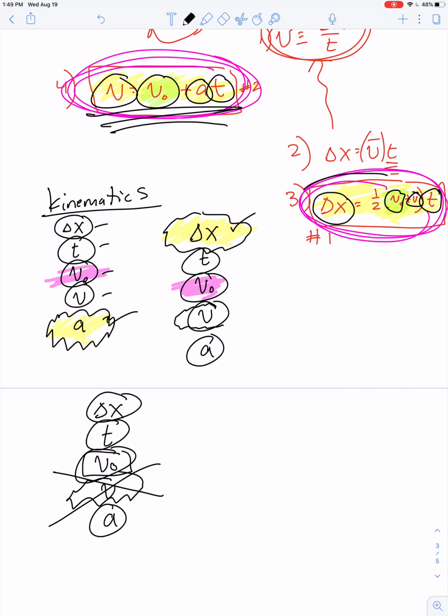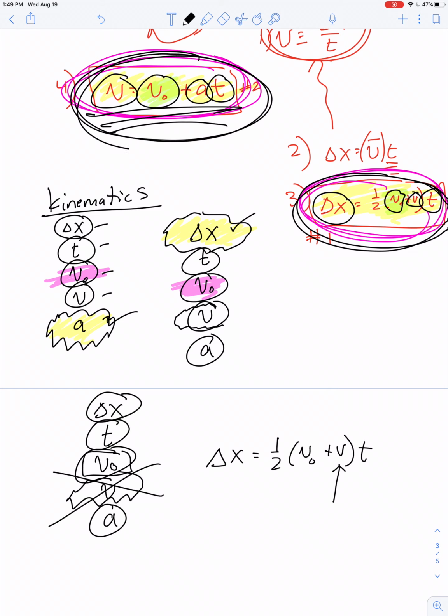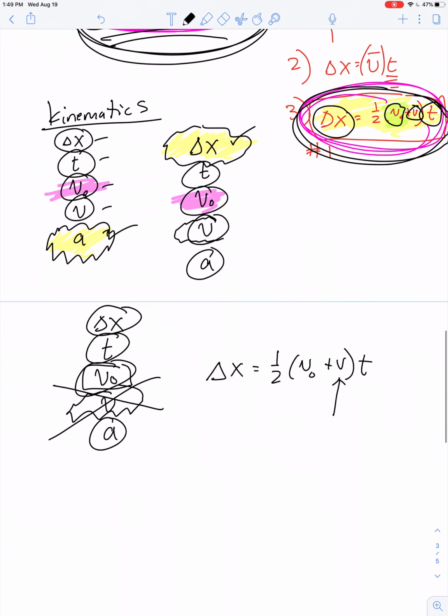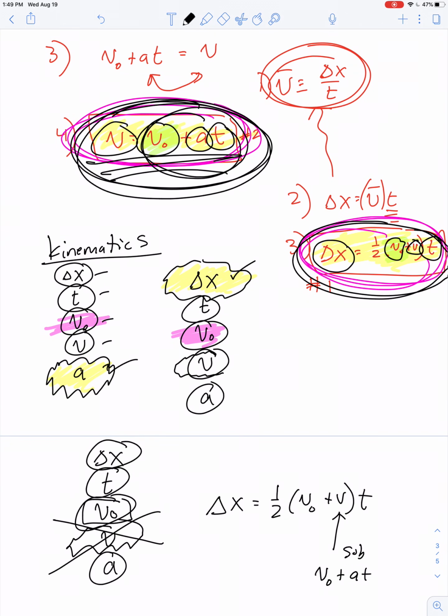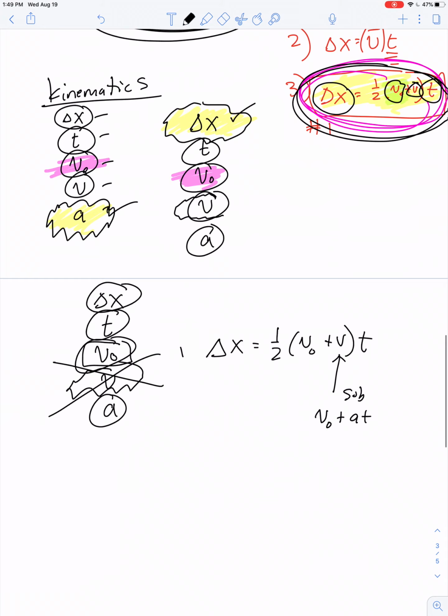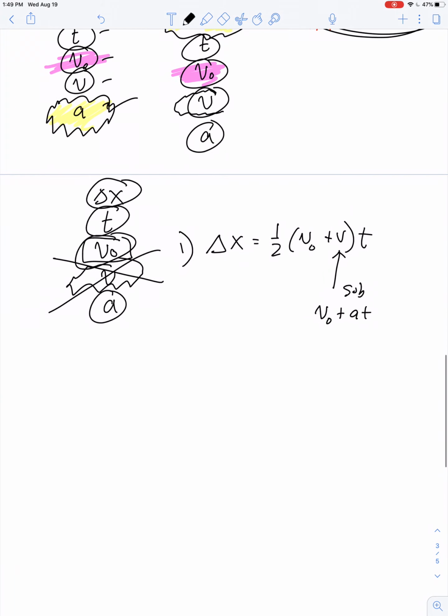Well, let's say we tried to use equation number 1 for a problem like that. So we tried delta x is equal to 1/2 (v naught plus v) multiplied by t, but we don't know anything about the final velocity. Well, then we would have to substitute. We can say this equation, number 2, gives us a way of finding the final velocity. So let's make a substitution. We can substitute v naught plus at in place of v. After all, that's what final velocity is equal to. So we're going to derive our third kinematics equation by substituting equation number 2 into equation number 1.